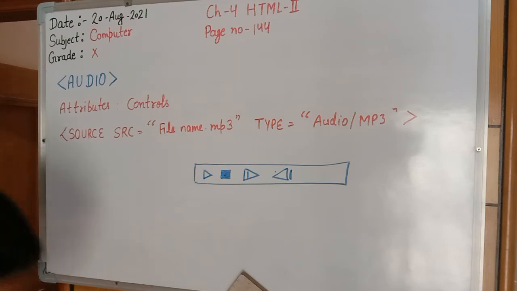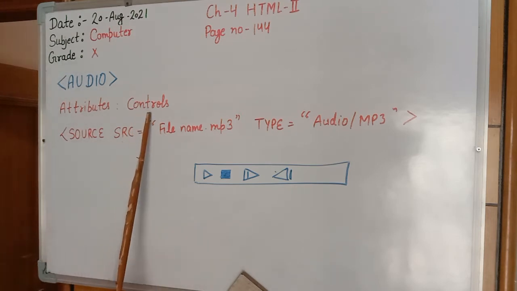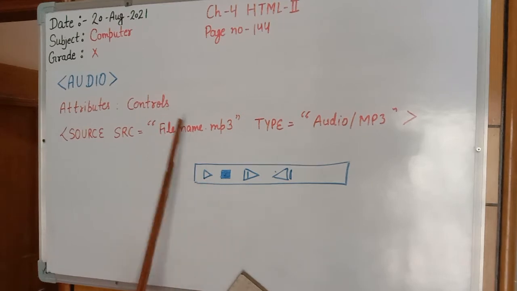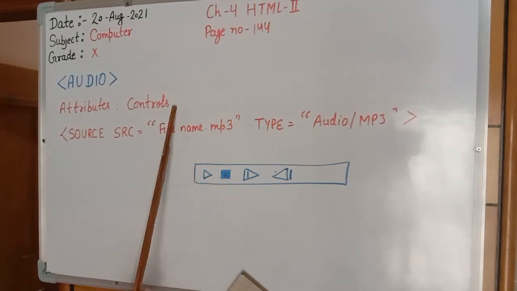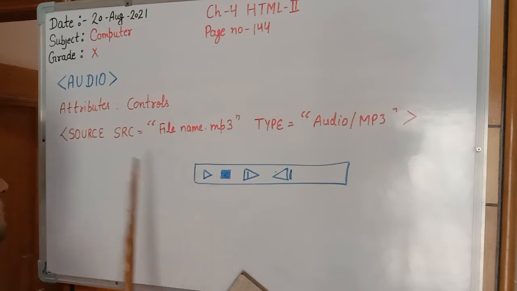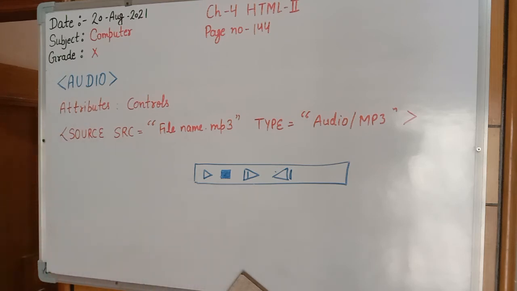How will the audio tag work? In the audio tag we need an attribute named controls. If controls is used in the audio tag, it will design this specific control, and you will be able to play, pause, forward or backward. This is the use of audio controls. We will discuss it in example 14 afterward.